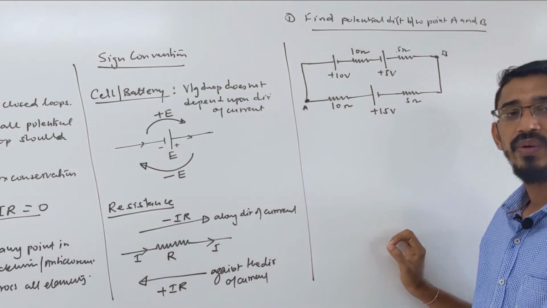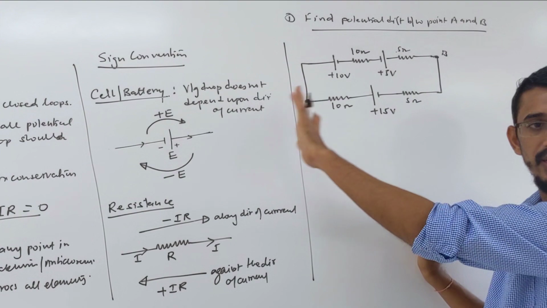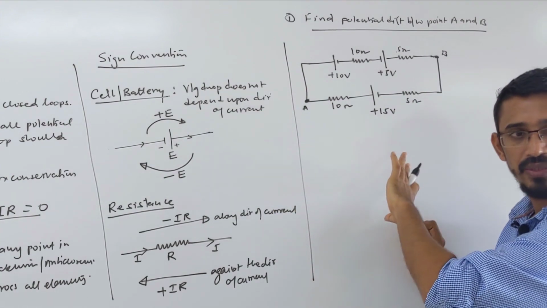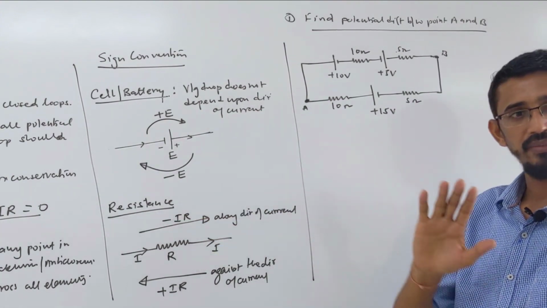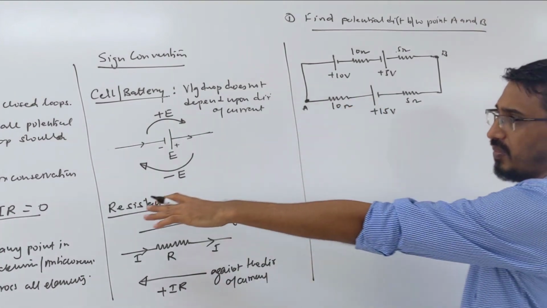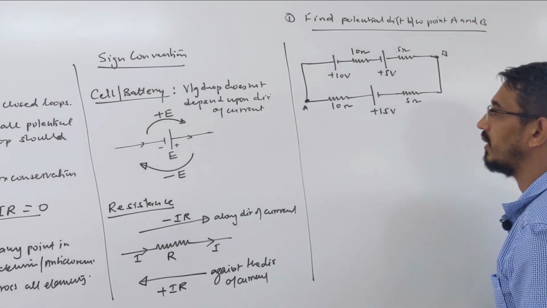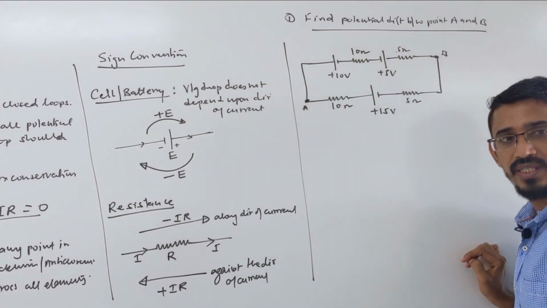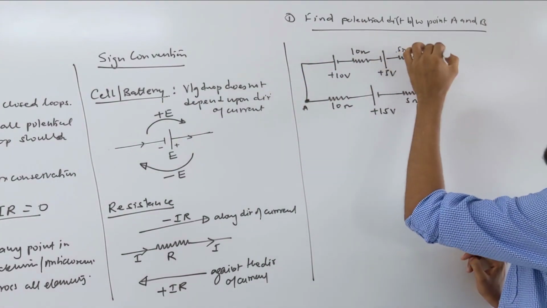This question is simple, one loop. You can solve it directly by writing the resistances in series and parallel rules, or you can use Kirchhoff's law. I will do it by both. Suppose you want to solve this directly without applying Kirchhoff's law, then how will you do it? First, we have to find the current in this circuit. You want to find the potential between point A and point B.